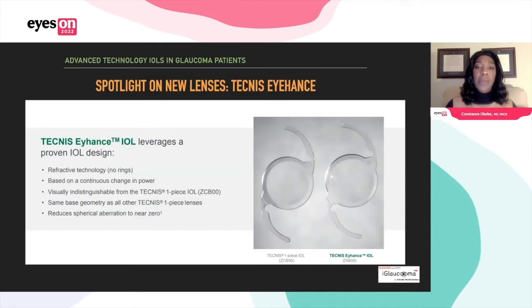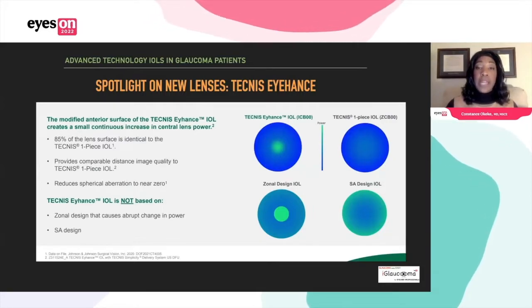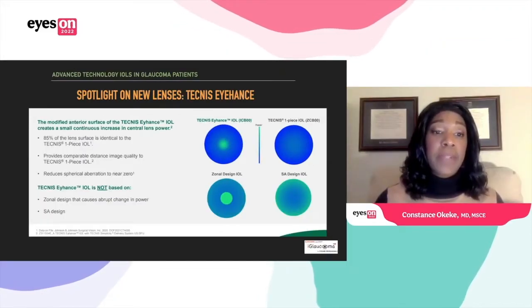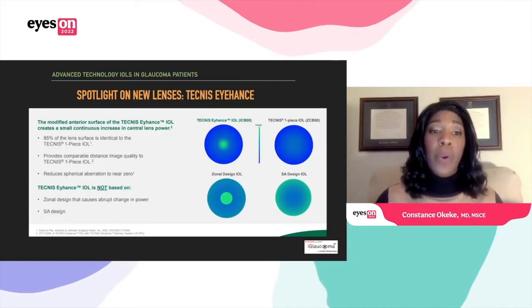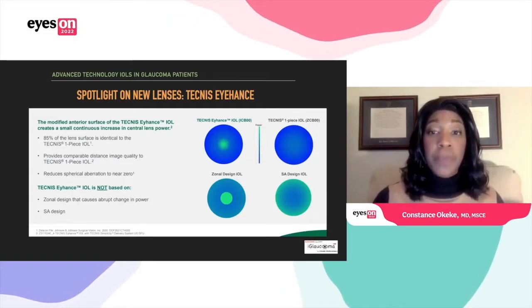The Eyhance IOL looks identical to the Tecnis one-piece lens, but what it does differently is that it has a continuous change in power from the outside in. This is what allows for both strong distance vision as well as enhanced intermediate vision. It is not based on a zonal design or a spherical aberration design, but it does have the ability to reduce spherical aberrations to near zero.